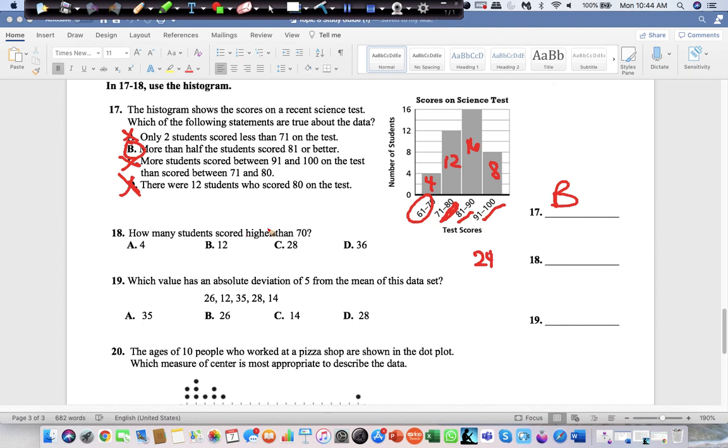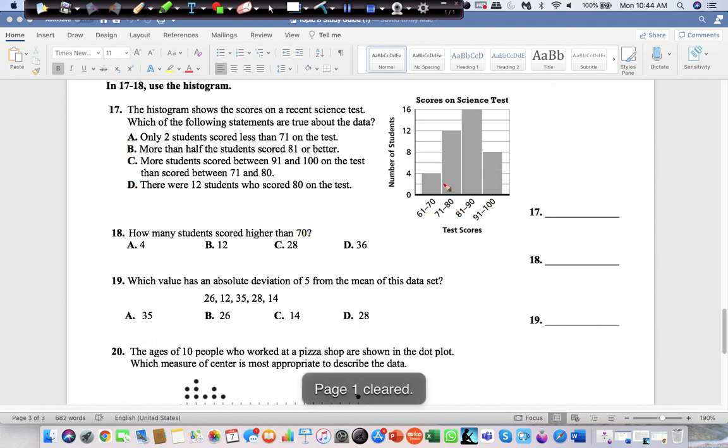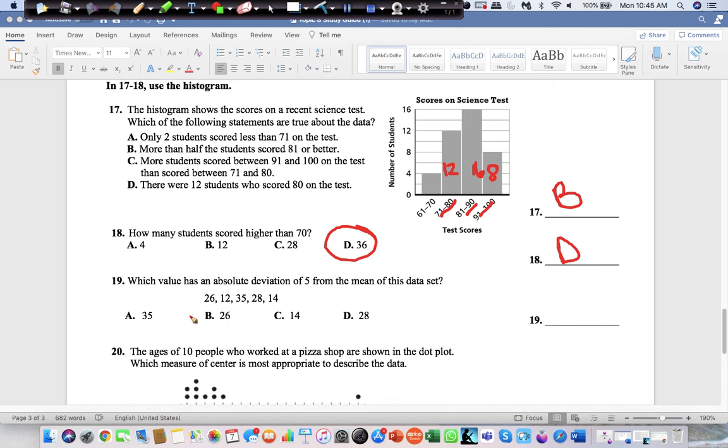How many students scored higher than 70? So what we're going to do here is count those categories that are higher than 70. So it would be this one, and this one. So that's 12, 16, and 8. 12 and 8 makes 20, plus 16 is 36. So that would be D. This would be B. Okay, so number 19 says, which value has an absolute deviation of 5 from the mean?